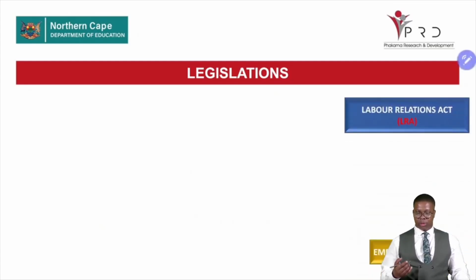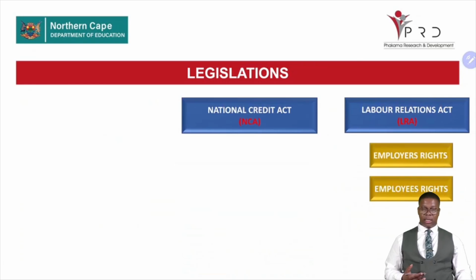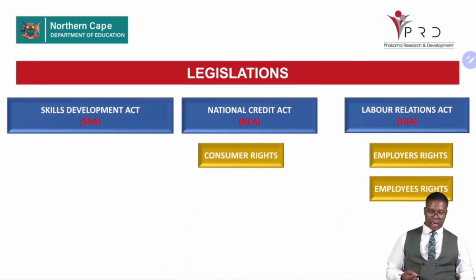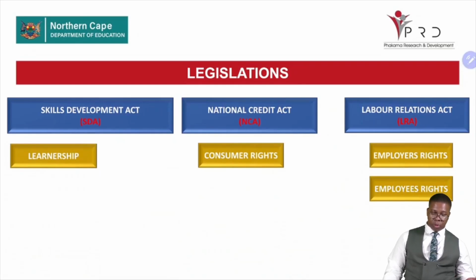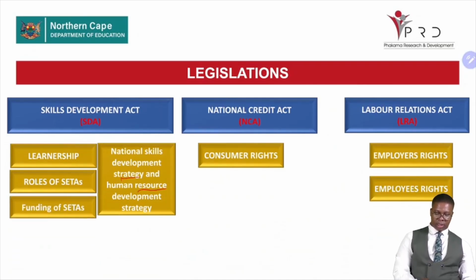Then as we proceed, you should know how to code furthermore the labor relations. Under the labor relations, be able to code the employer's rights and the employee's rights. Under National Credit Act, be able to code consumer rights. And under the skills development, be able to code maybe the meaning of leadership, roles of SETAs, and your National Skills Development Strategy and the Human Resource Development Strategy together with funding of SETAs.